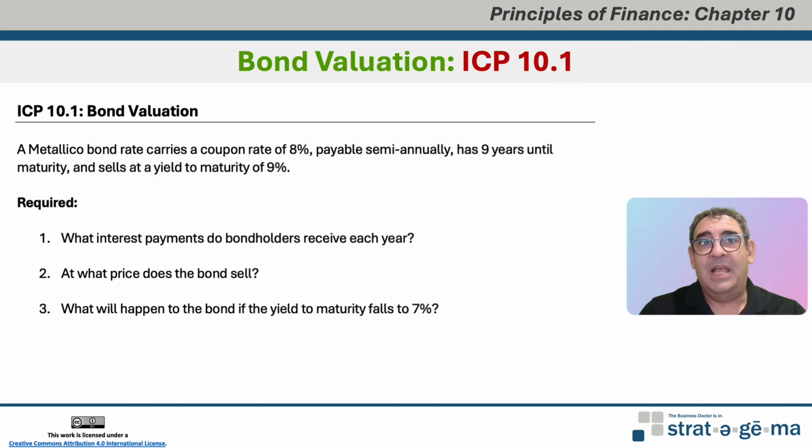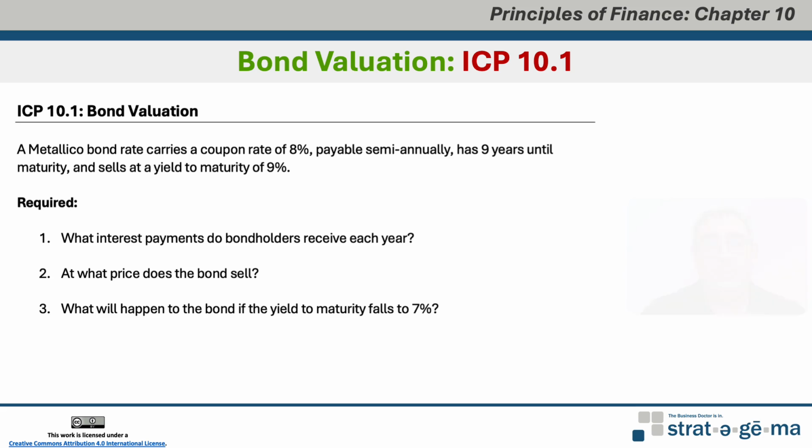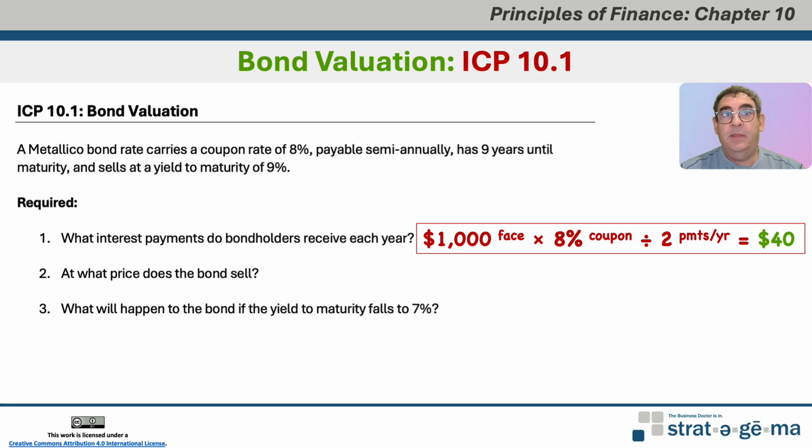In this question, a bond carries a coupon rate of 8%. It's payable semi-annually, has 9 years to maturity, and sells at a yield to maturity of 9%. So we have 3 requirements. What interest rate do the bondholders receive? What's the price that the bond sells for? And what will happen to the bond if the yield to maturity falls to 7%? For requirement 1, to calculate the interest payments the bondholders receive, we'll simply take the $1,000 face value, multiply by the 8% coupon, and then divide by 2 payments per year to end up with $40. So the total annual interest payments will be $80, but broken up into semi-annual coupons.